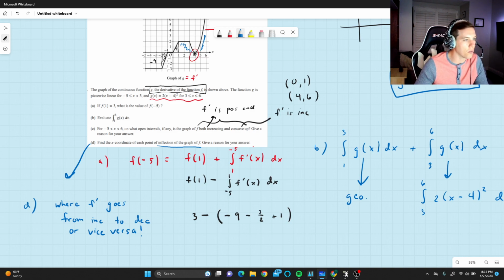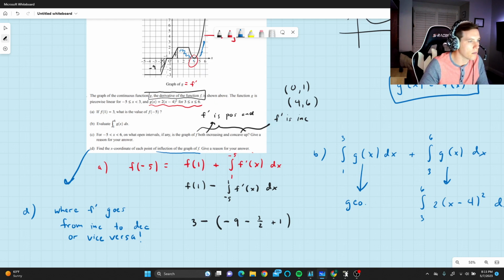Don't say it's where the critical points are, because that's not true. You can have a critical point where you don't change from increasing to decreasing, and then it's not an inflection point. You have to change concavity in the original, which means you have to change from increasing to decreasing in the derivative. So where does that occur? 4. Nowhere else, right? Because here we didn't change, we went constant to increasing, to constant to increasing, to constant to decreasing. Right here, decreasing to increasing, x equals 4.